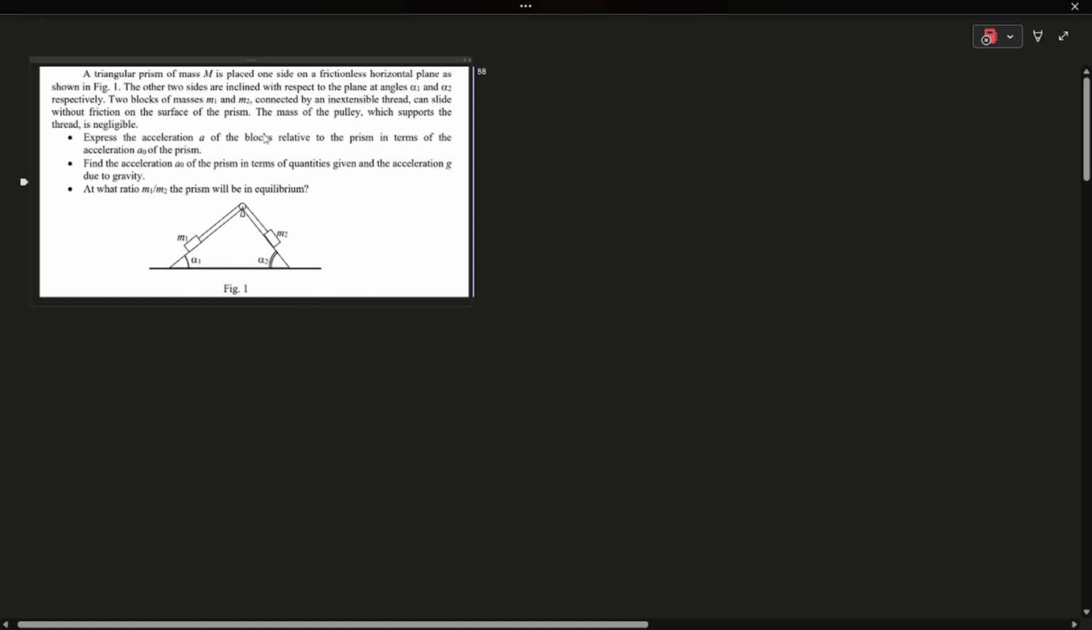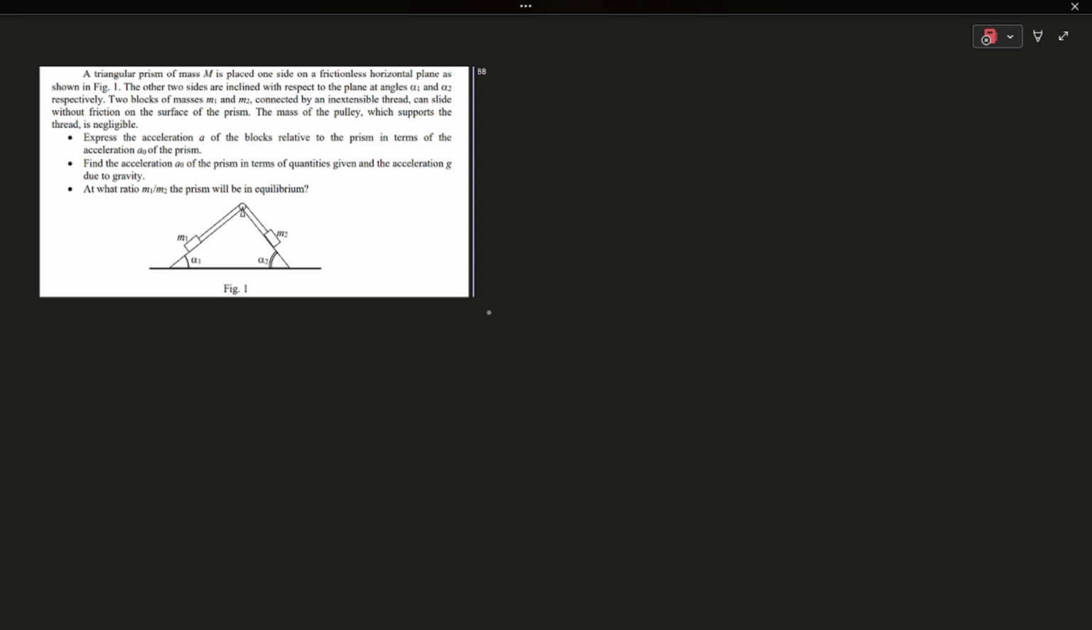Two blocks of mass m1 and m2, m1 on the left side and m2 on the right side of the wedge, connected by an inextensible thread, can slide without friction on the surface of the prism. The mass of the pulley which supports the thread is negligible. Express the acceleration A of the blocks relative to the prism in terms of acceleration A naught of the prism. Find A naught in terms of g. At what ratio of m1 by m2 will the prism be in equilibrium?